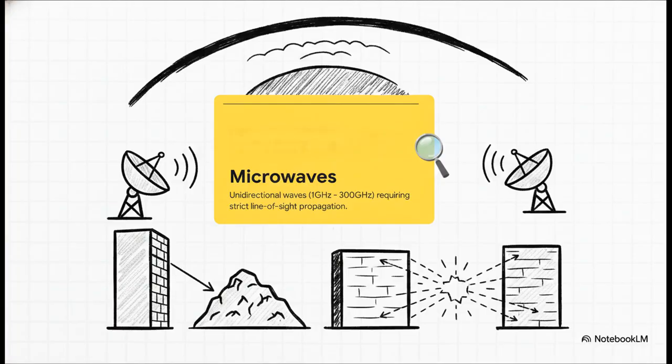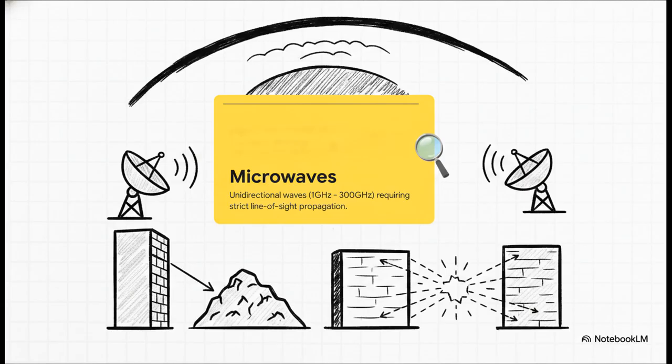Now, contrast those radio waves with microwaves. These sit higher up the spectrum, between 1 and 300 gigahertz. Microwaves are amazing because they have a massive capacity for carrying information, which makes them perfect for things like satellite internet and radar. But here's the catch. They are strictly unidirectional. They need a clear line of sight. If a hill, a tall building, or even a thick wall gets between the sender and the receiver, boom, the signal drops.